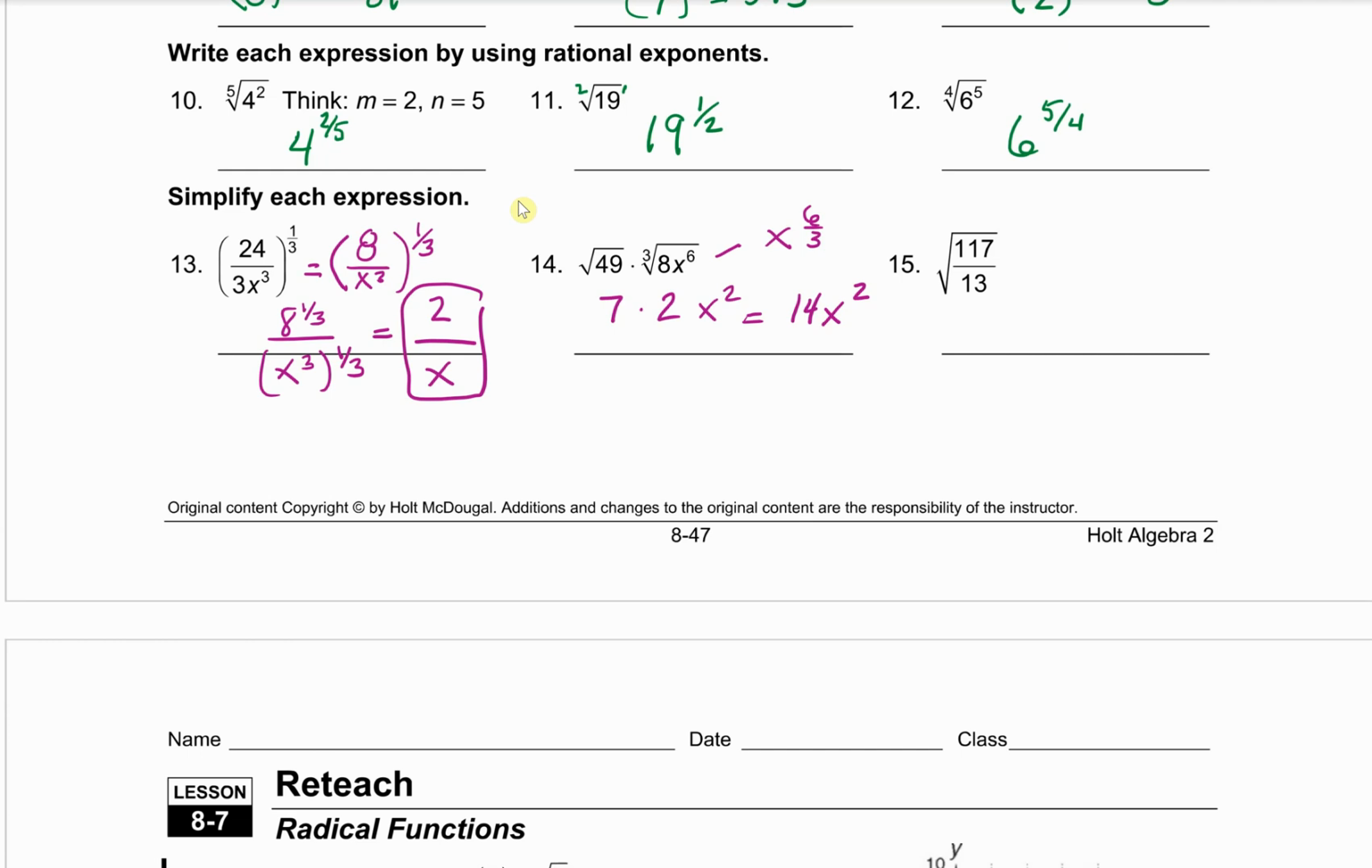Square root of 117/13. Alright, my guess is that 117 is actually a multiple of 13. Let's see, 117 divided by 13 is 9. So I'm going to get the square root of 9. That is, well, 3. There it is.